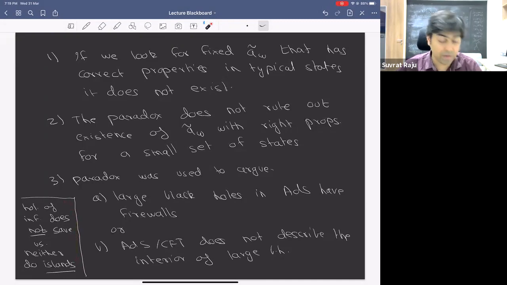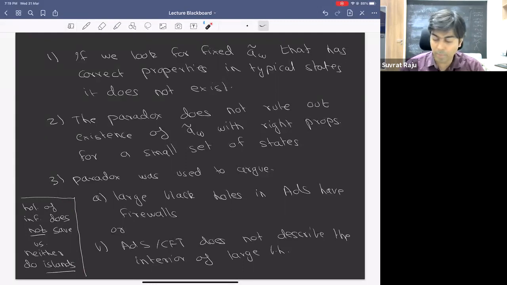I'll now give you another example of a paradox which has the same flavor. But this paradox already captures, there's some set of paradoxes, all of which are similar, which one can construct, but this paradox already captures the main points. Okay. So this was what this paradox was historically used to argue for. And this, in some sense, is a much more formidable argument than the argument that was given for firewalls using the monogamy paradox.